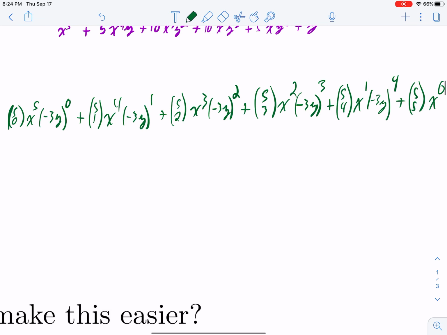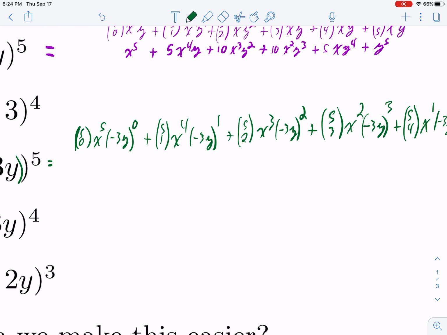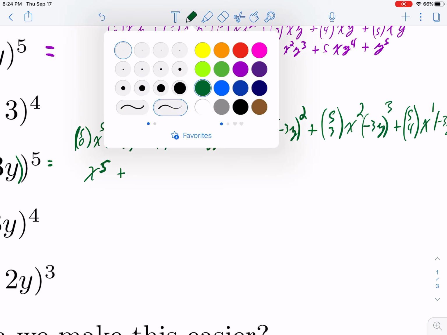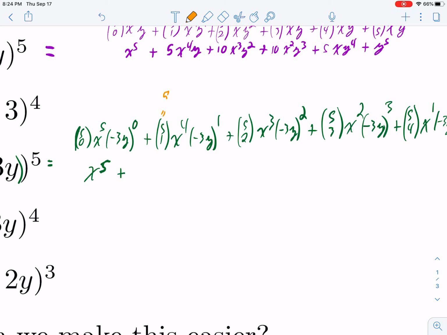Now if we simplify all this, again, this is 1 x to the fifth times 1, so this is x to the fifth. But then I have plus, let me do a different color. This guy's equal to 5, and this guy's equal to negative 3y. So if I have 5 times negative 3, that's plus negative 15 x to the fourth y. So the issue with the minus signs is we get some negatives floating around. That's not a big deal, right?